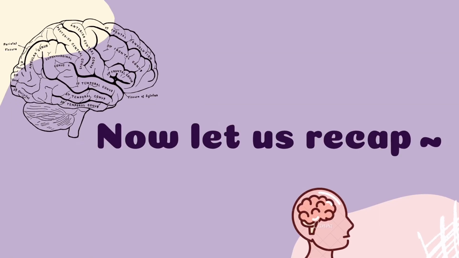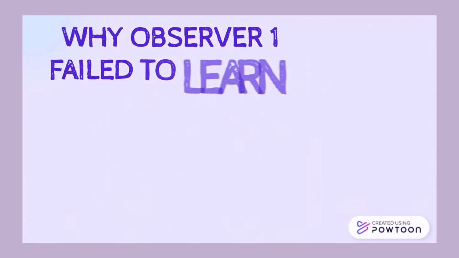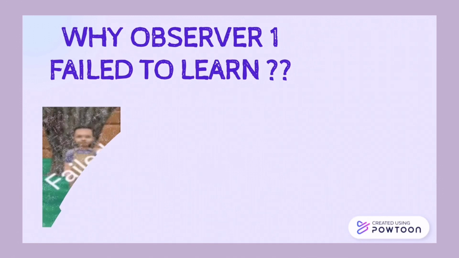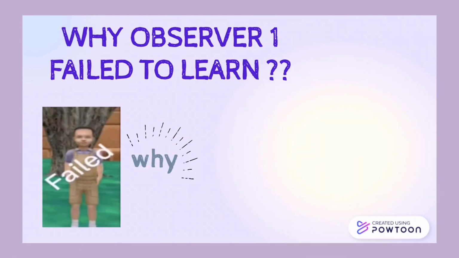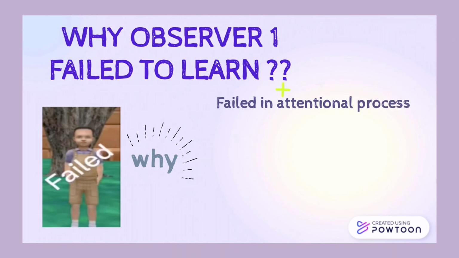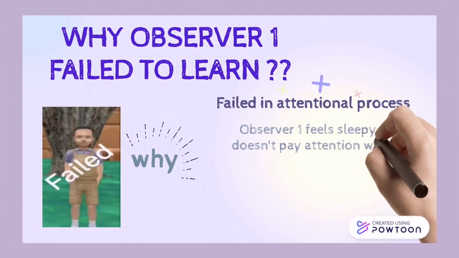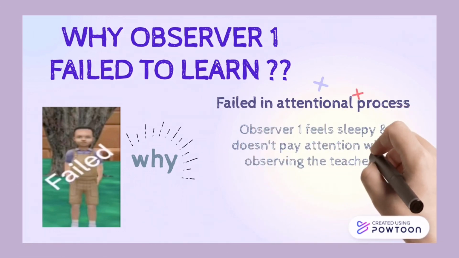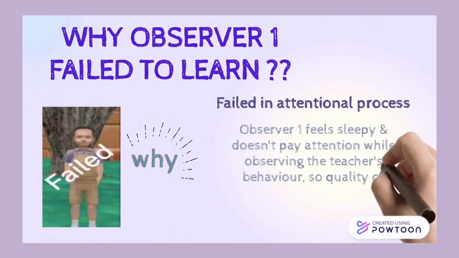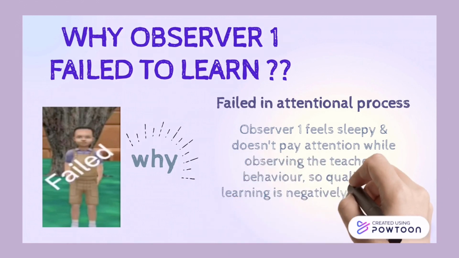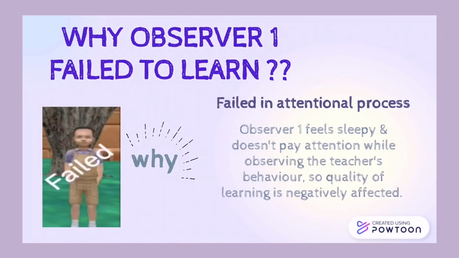Okay, thank you for watching. Now let us recap. For the first question: why did observer 1 fail to learn? Let me introduce the failed attentional process. Observer 1 feels sleepy and doesn't pay attention while observing the teacher's behavior, so the quality of learning is negatively affected. This is the reason.